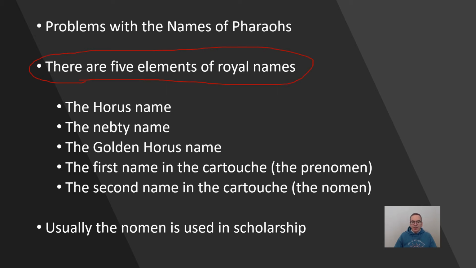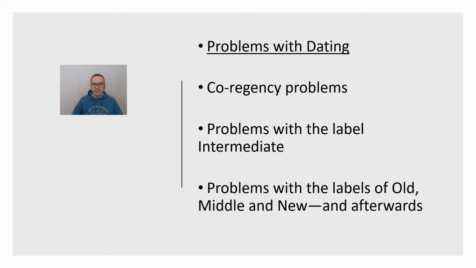I just thought it was interesting that there are 5 elements to a name, and that it's usually the nomen, the second name, and the cartouche. And the cartouche is sort of a box with all the hieroglyphs in it. Sometimes they're broken up into registers, and then that could be the cartouche. And then there's all these different names, but usually the scholarship is pretty consistent in using the second name that are the most common ones.